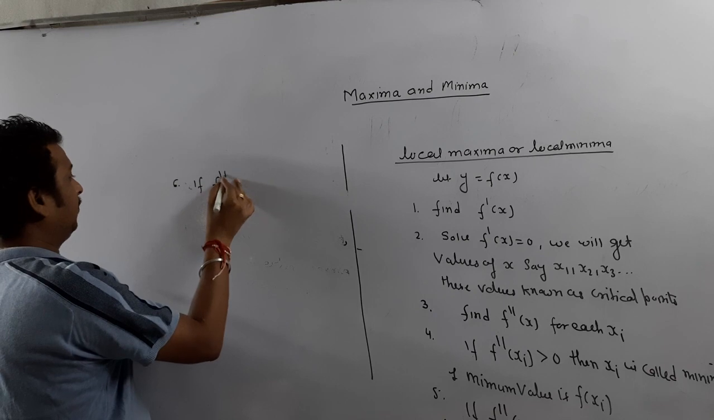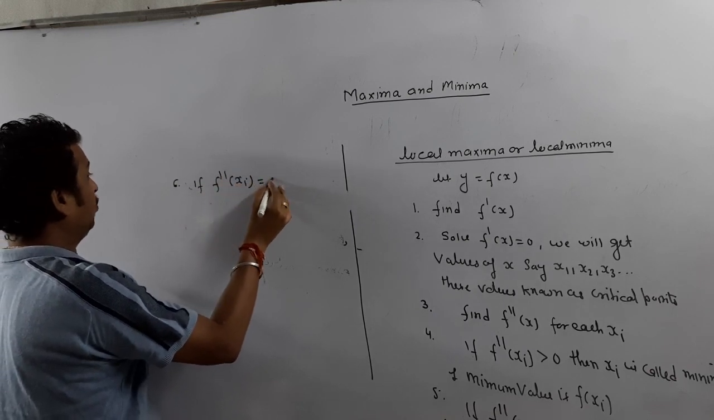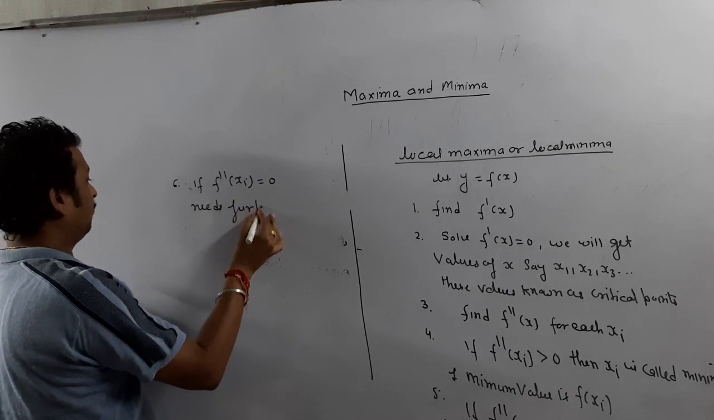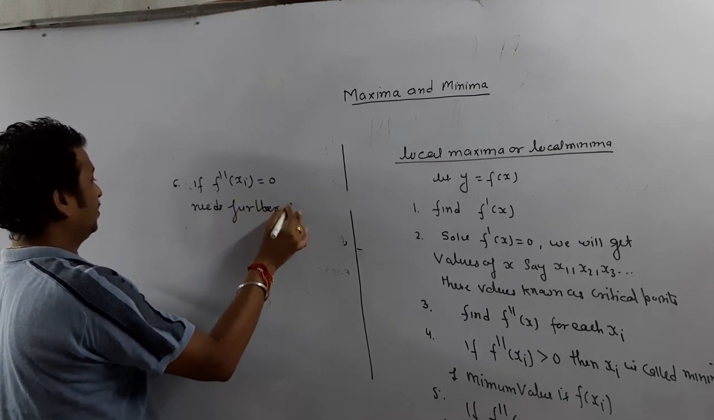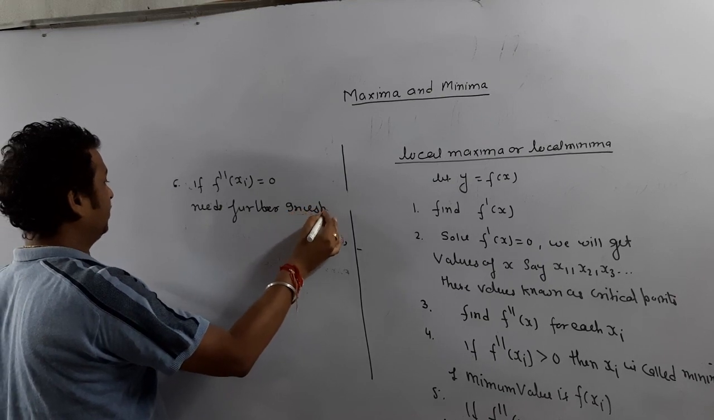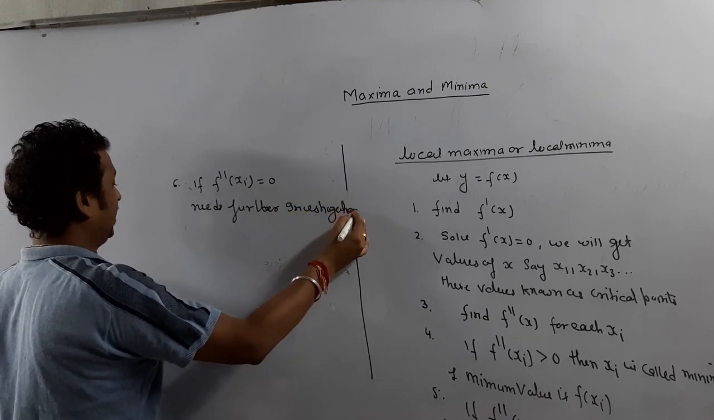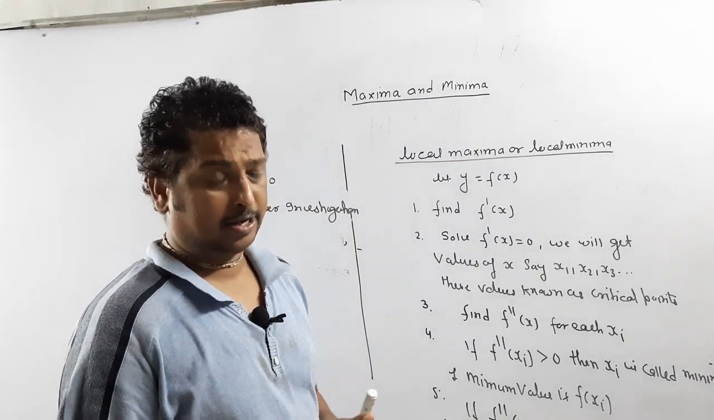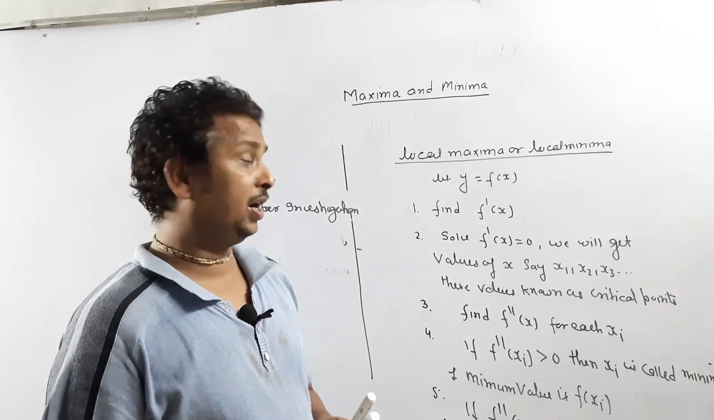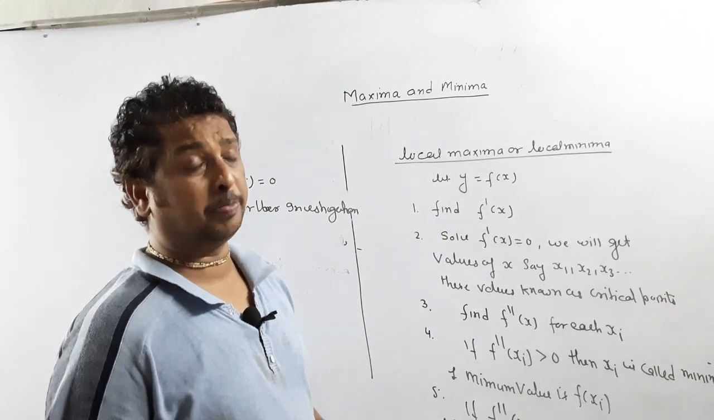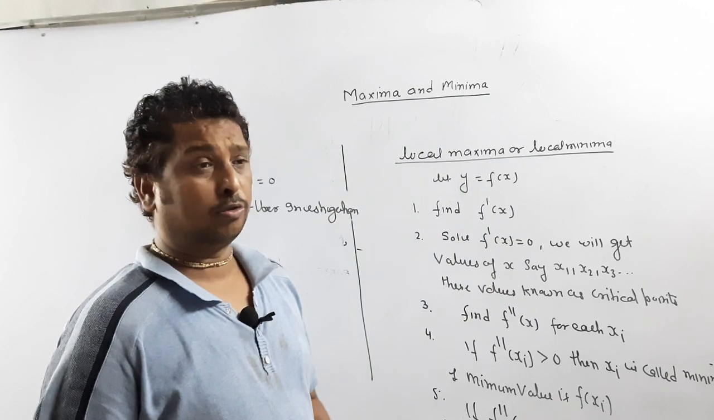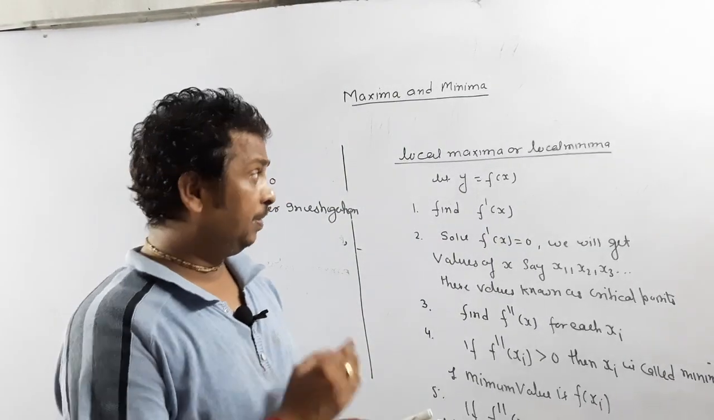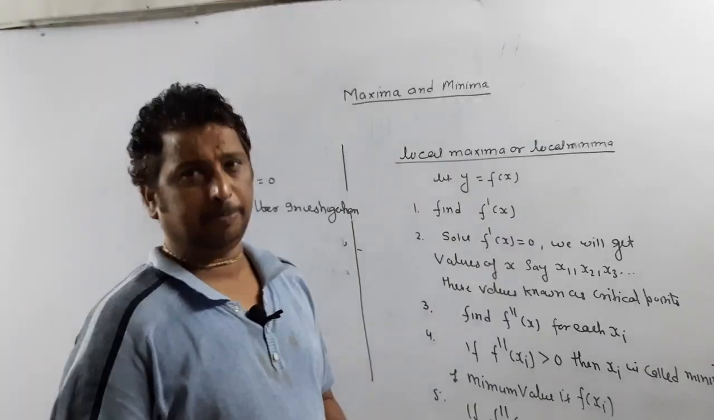If f double dash xi is equal to 0, it means further investigation. Actually, it will most probably become a point of inflection, where f double dash becomes 0 and f triple dash does not become 0. We will see that later, but here we are discussing only maxima and minima.